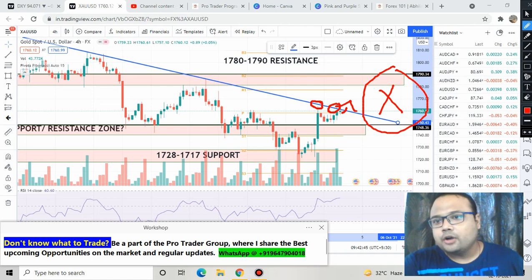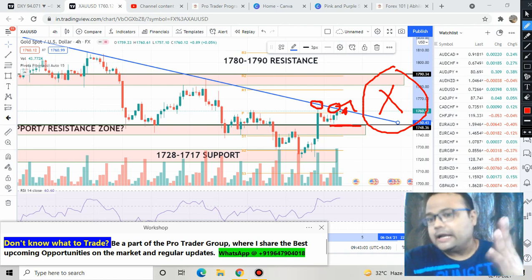Because if you short the market here, then obviously you need to come out by here, because 1750 right now is acting as a temporary support for the market. So if you enter here, then definitely you will exit here. There is no use of entering here.